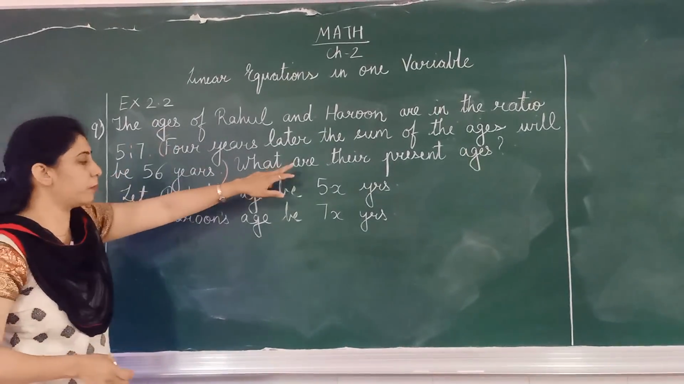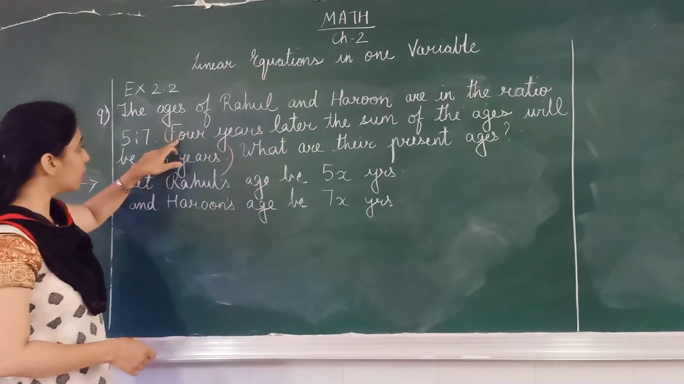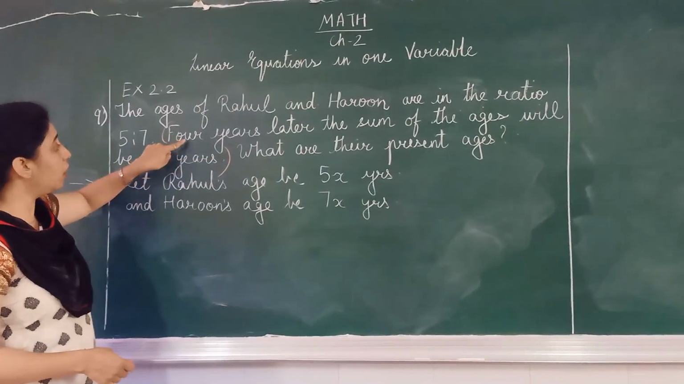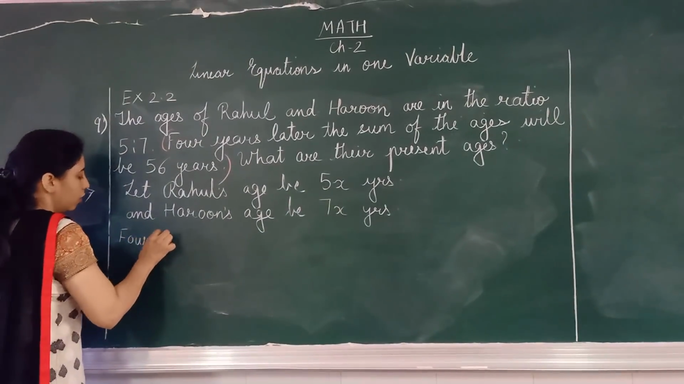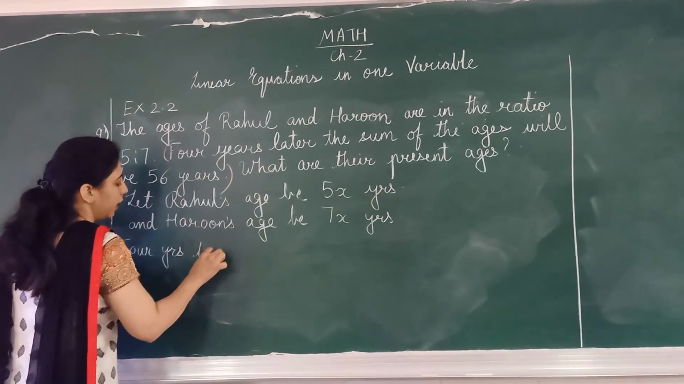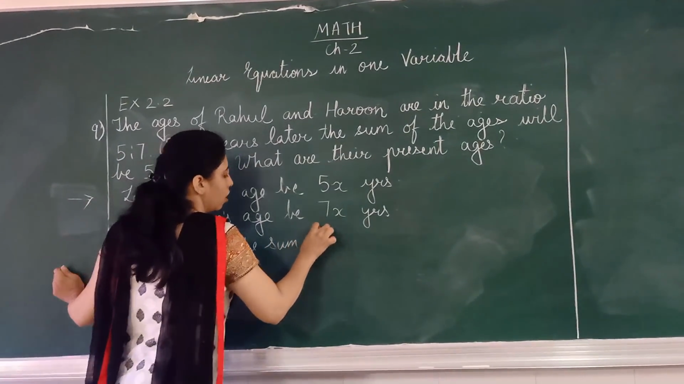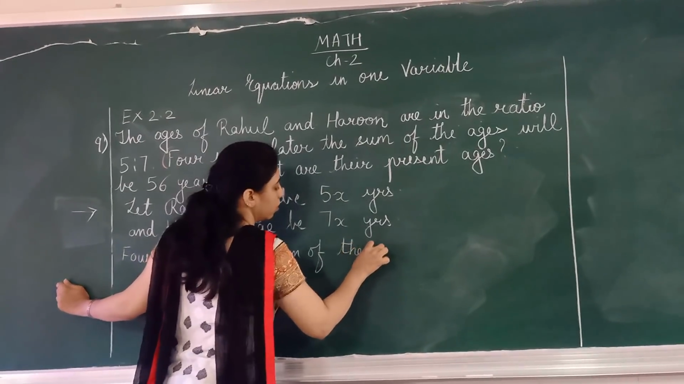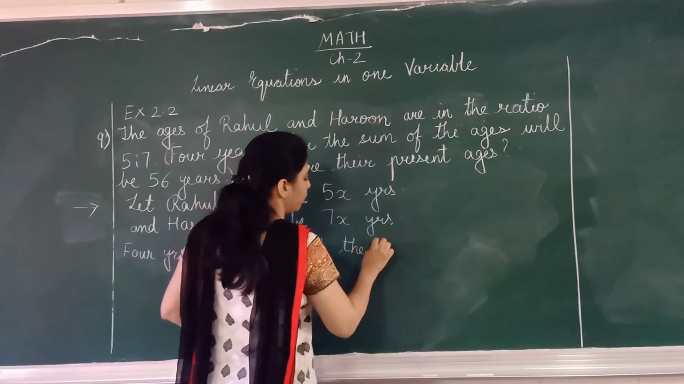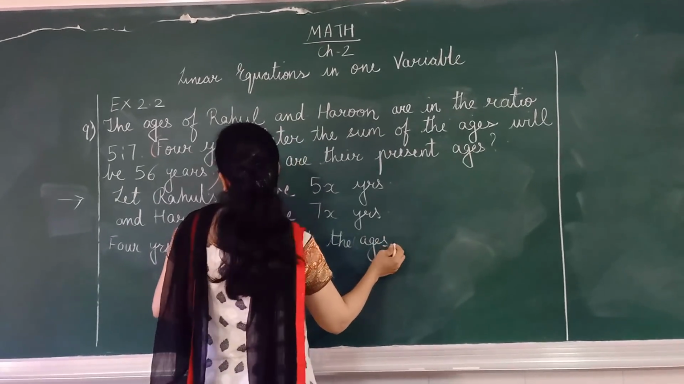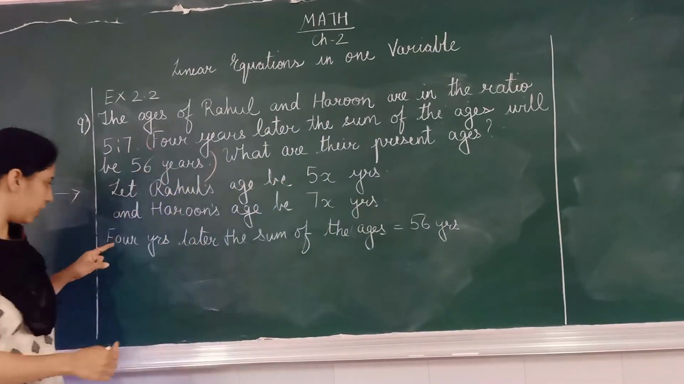We have the present ages, but we have to find out more. What is given in the next statement? Just see, 4 years. I just write down that statement. It's very important. 4 years later, the sum of the ages will be 56 years. Okay, this part is very important.